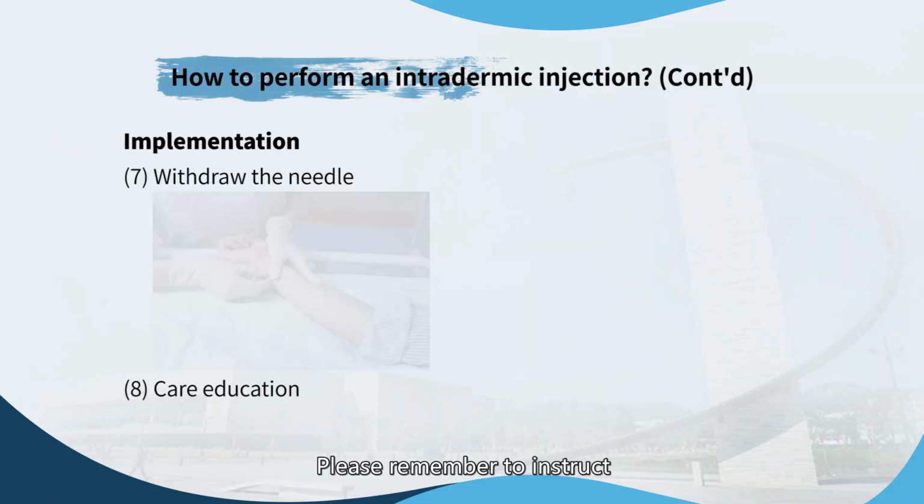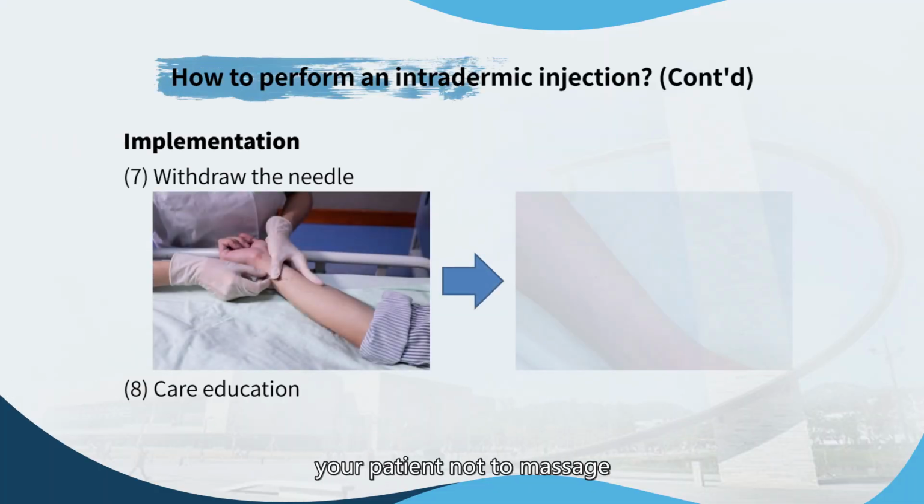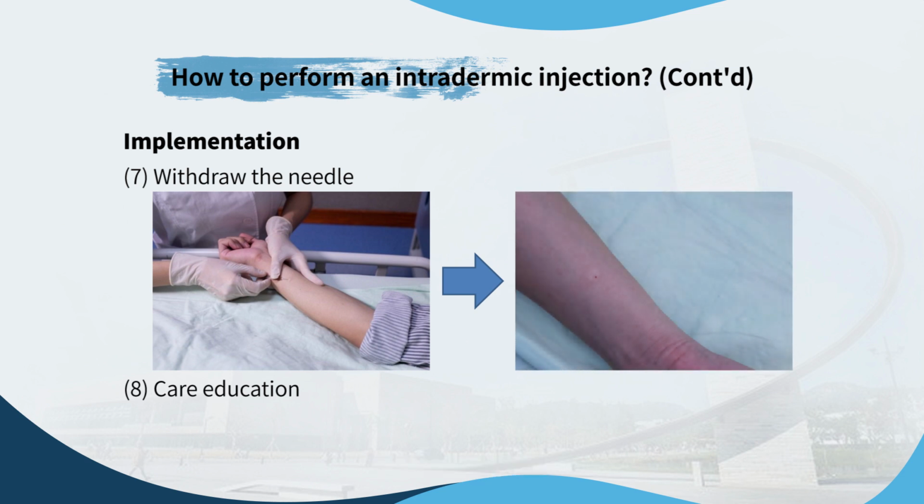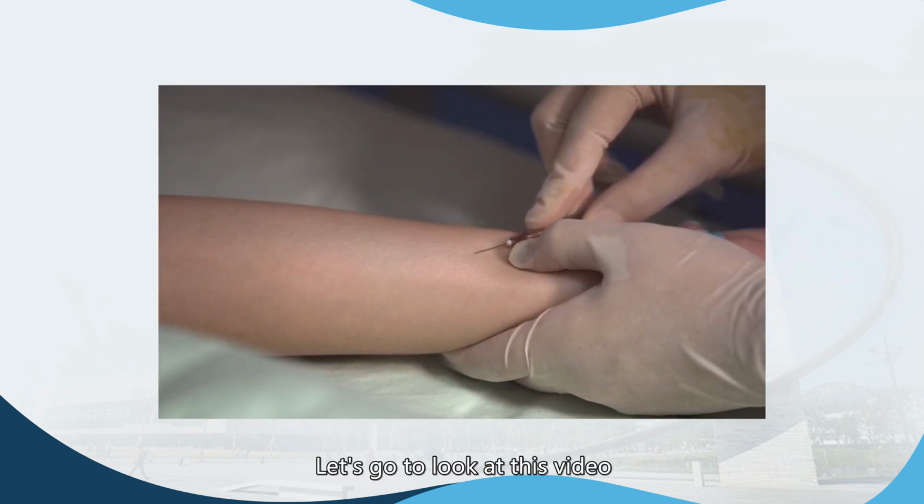Please remember to instruct your patient not to massage the injection site. Massaging may spread the solution to the underlying subcutaneous tissue. You can draw a circle around the injection site in order to see the spots more easily, especially for TB screening, because we need to read the results after 48 to 72 hours. Let's go and look at this video.